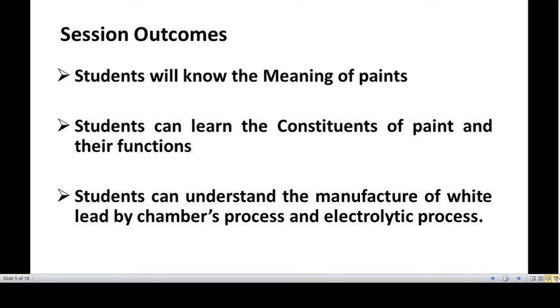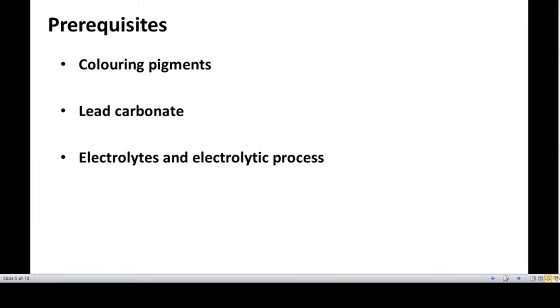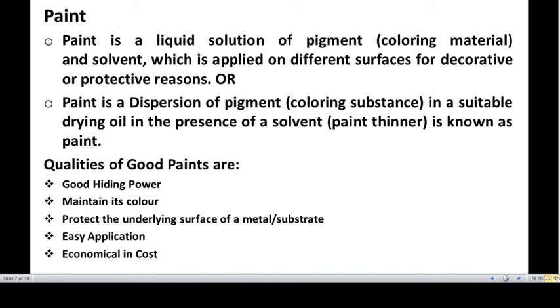White lead is an important pigment used in the manufacture of paint. You must know this. And the prerequisites for this session are coloring agents, lead carbonate, electrolytes and electrolytic process.